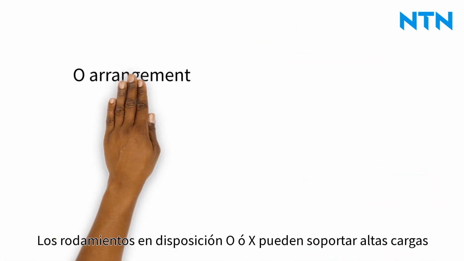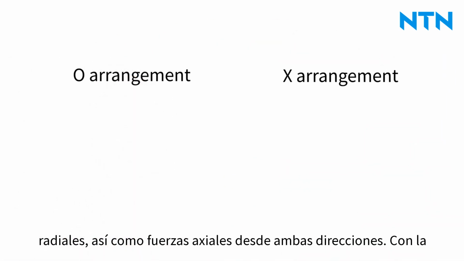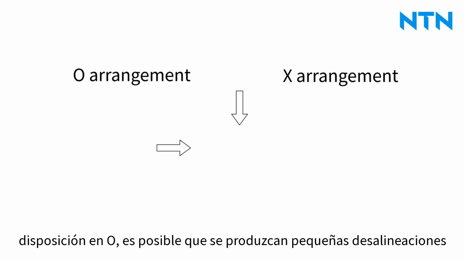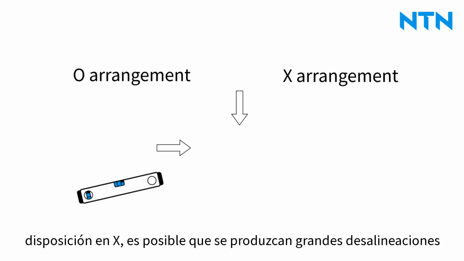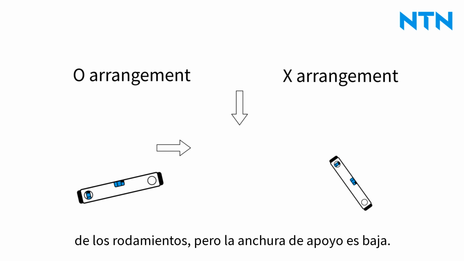Rolling bearings in O arrangement or X arrangement can support high radial loads as well as axial forces from both directions. With the O arrangement, small misalignments of the bearings are possible, but the support width is wide. With the X arrangement, high misalignments of the bearings are possible, but the support width is low.